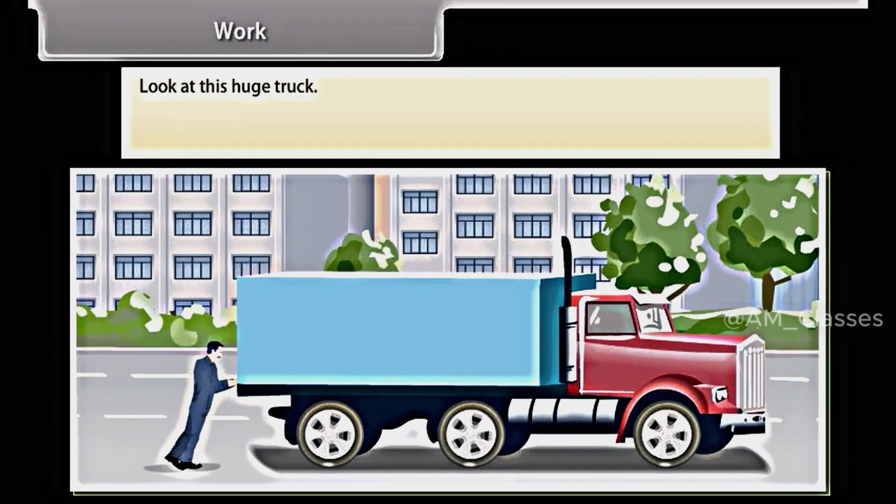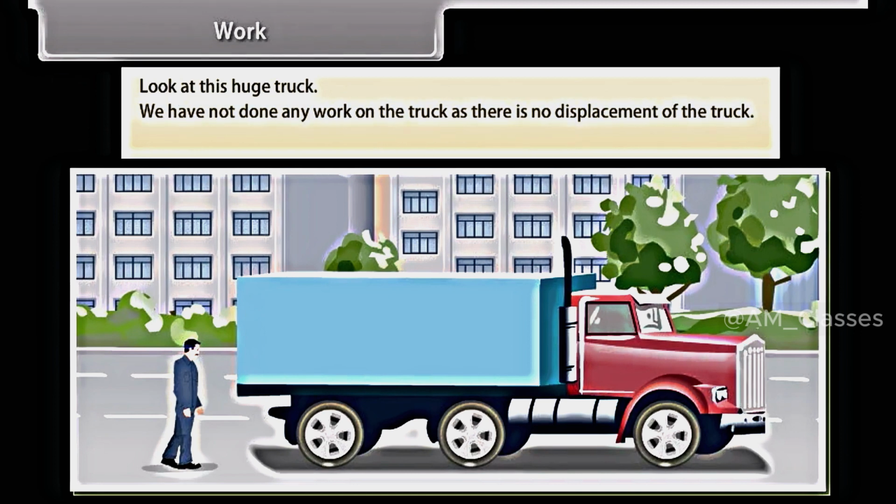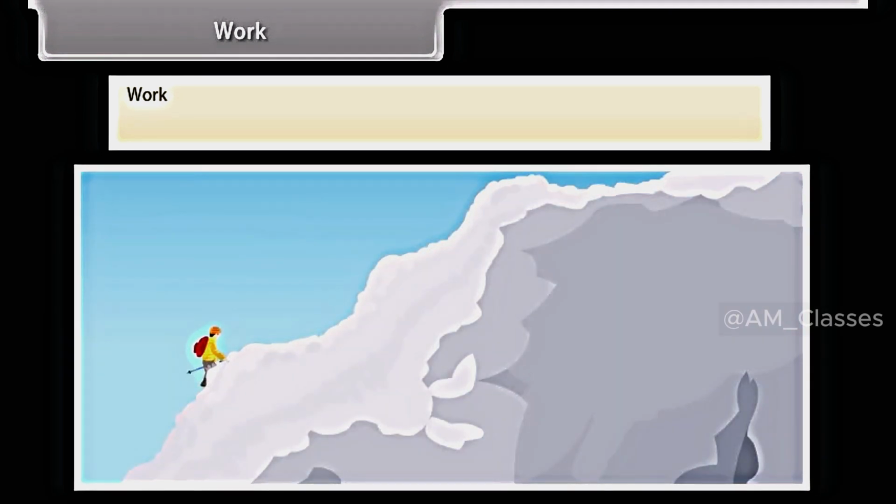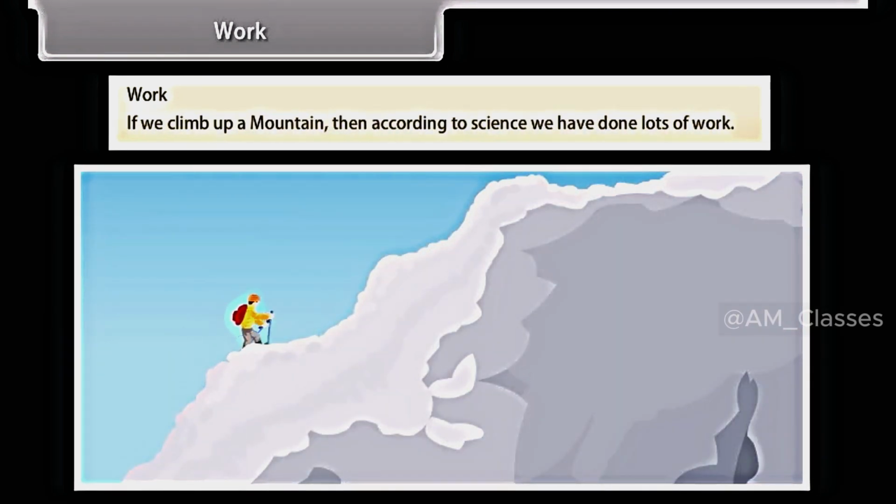We work hard to push it, but the truck does not move despite all the effort. We get tired. However, we have not done any work on the truck as there is no displacement of the truck. We can say that we did hard work, but in science, the work is not done on the truck. We use and define the term work differently in science. For example, if we climb up a cliff, then according to science, we have done lots of work.